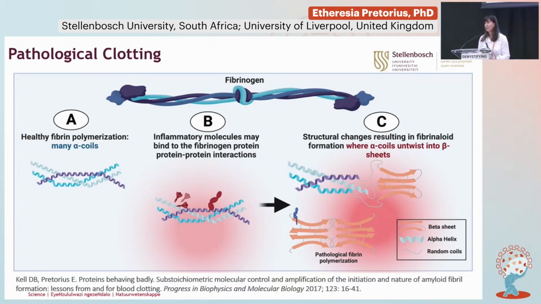So if you look at the protein fibrinogen, it's usually supposed to be in a soluble form when you are healthy, and it changes into fibrin when there is a clotting necessity. However, in circulation and in the presence of inflammatory molecules like the spike protein, these molecules can directly bind to the fibrinogen molecule and change the structure. And as early as 2016 already, myself and my collaborator Douglas Kell showed that this change due to binding of inflammatory molecules might cause the protein to change its structure into an amyloid shape.